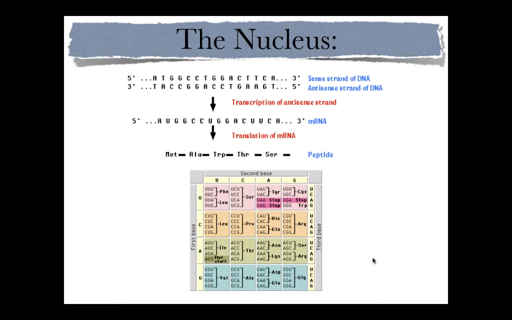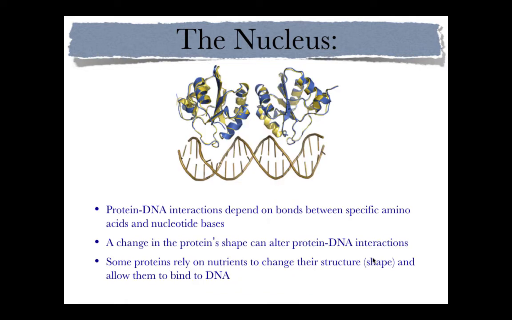And this is how it works. It's all very sequence specific. So if we look at this structure, this shows the DNA at the bottom, obviously, and a protein that's actually a dimer. So this is a homodimer where two proteins are bound together and then they can interact with the DNA. The protein-DNA interactions depend on bonds between specific amino acids of the proteins and nucleotide bases.